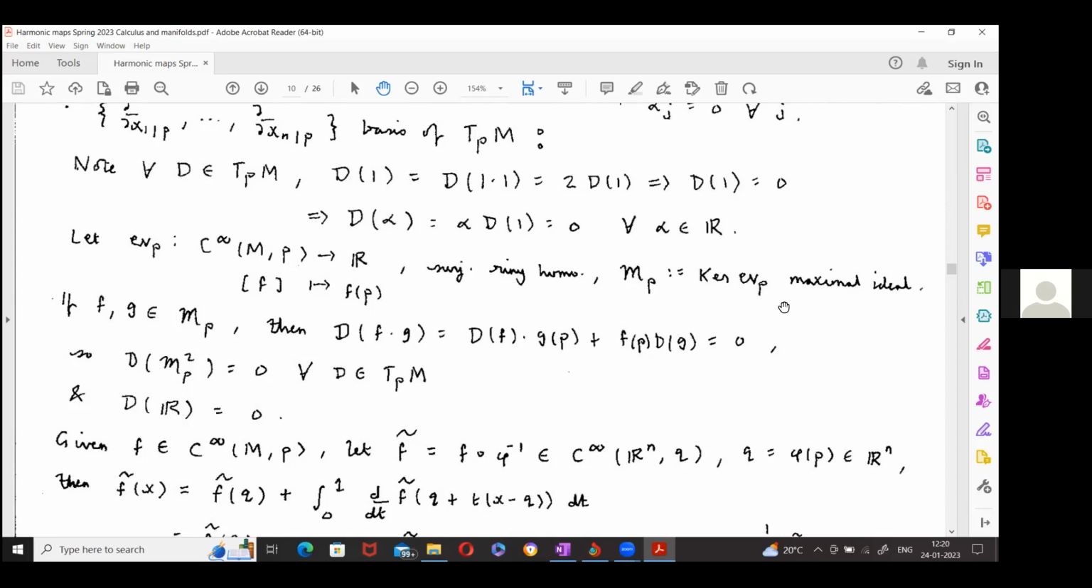Germs are local objects, so this ring of germs should be a local ring. In fact, this is the motivation for defining local rings; it came from these rings of germs. Okay, let me stop here and start another session. We've got less than a minute.